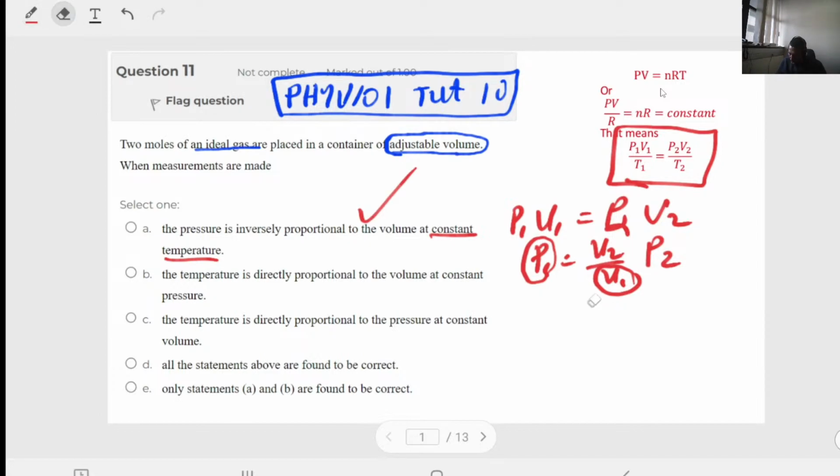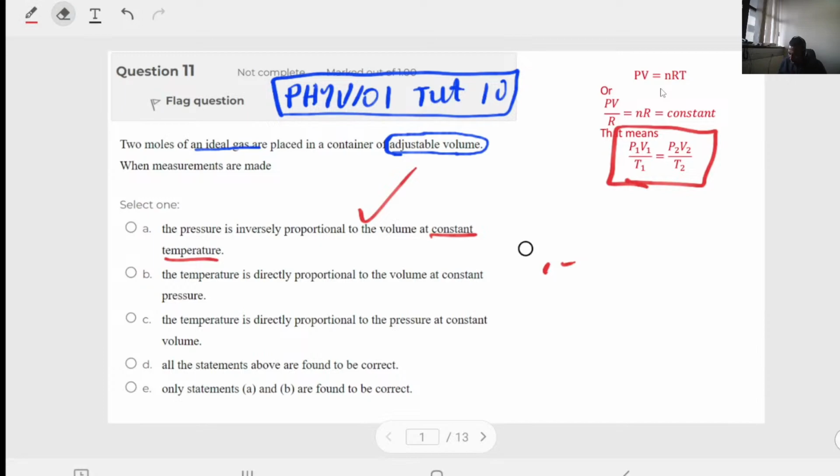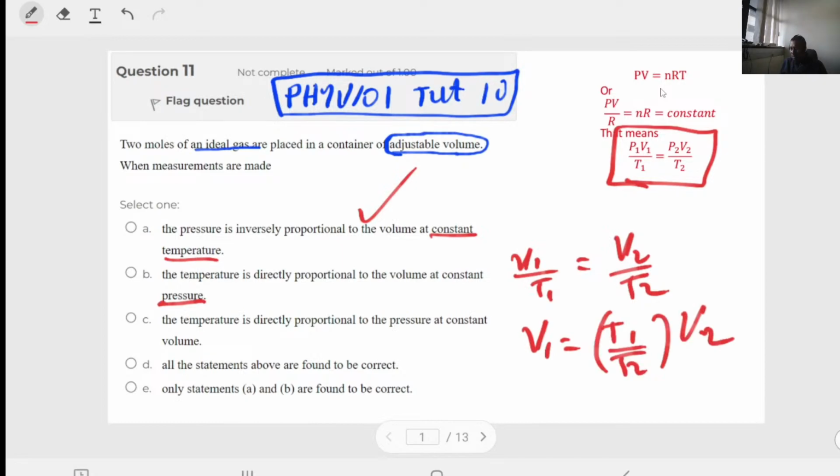Then for part B, it says the temperature is directly proportional to the volume at constant pressure. You have to keep that in mind, constant pressure. Therefore, if pressure is constant, V1 over T1 equals V2 over T2. Solving, V1 equals T1 over T2 times V2. You could simply see that the volume V1 is directly proportional to the temperature T1. Therefore, this is also correct.